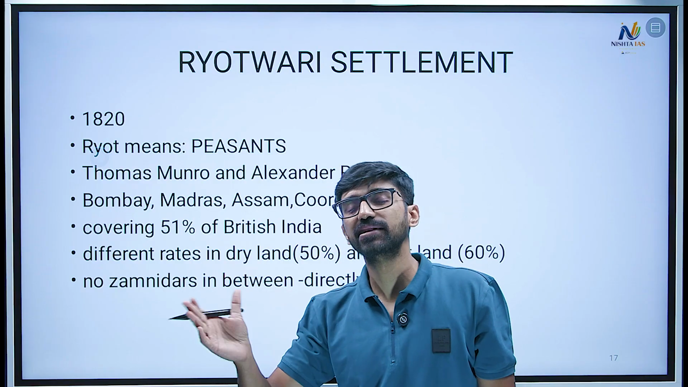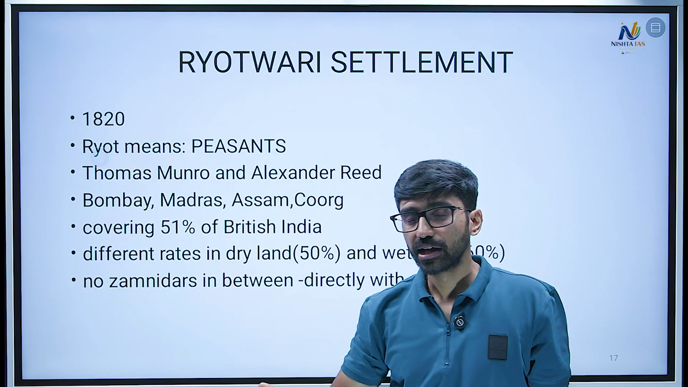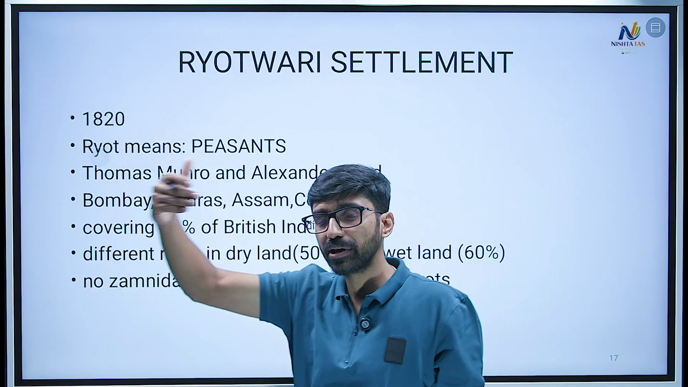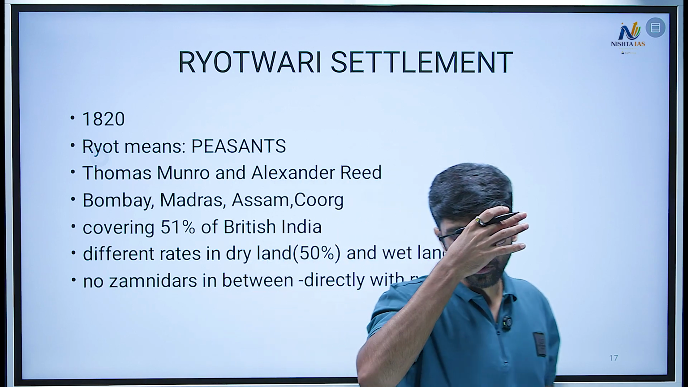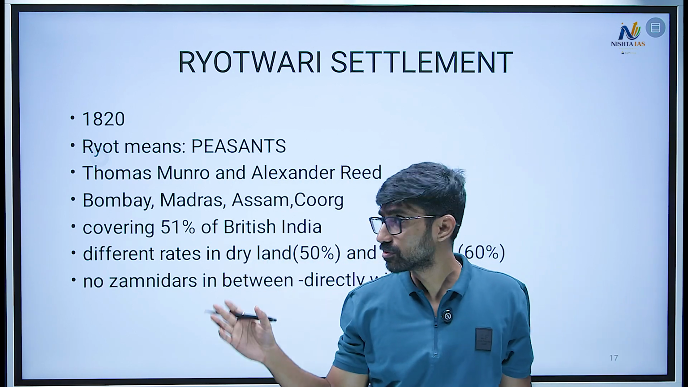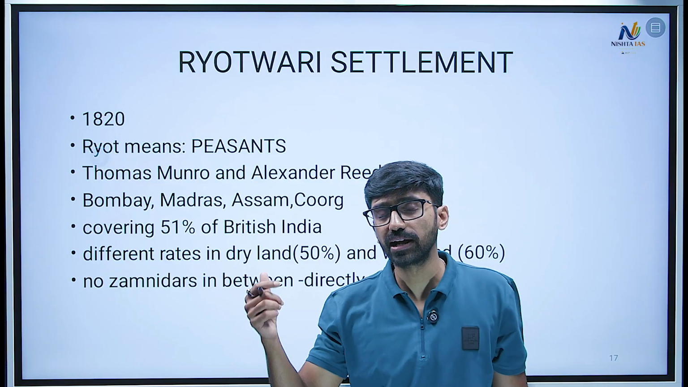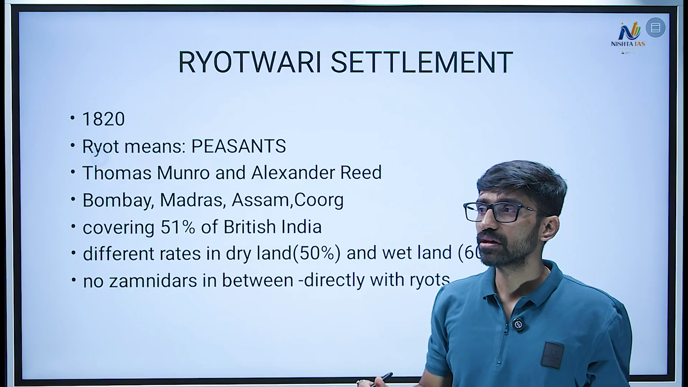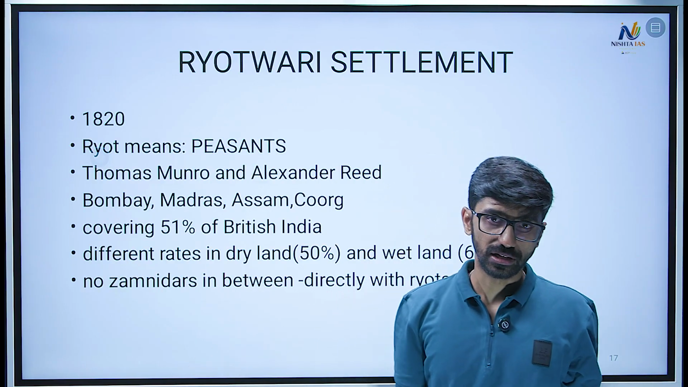And there will be no zamindars in between the government and the peasants. Now, it's a direct relationship between peasants and the government or the state. But in the zamindari system, there are middlemen, that is zamindars, the middleman. And why was this system introduced? Because in South India, especially in these parts, there was a lack of zamindars also. The zamindari system was quite entrenched in the northern and eastern parts of the country. And the government did not want to give any share or commission to the zamindars.